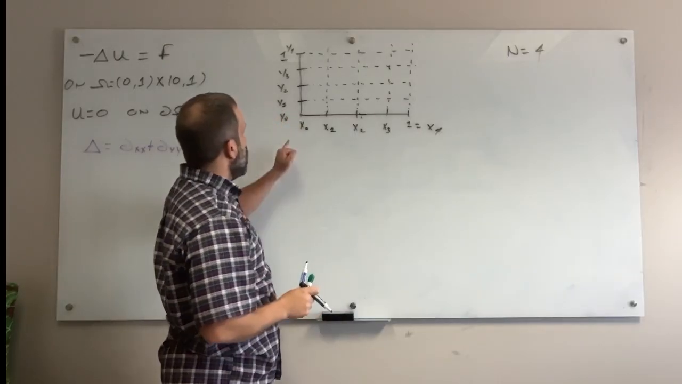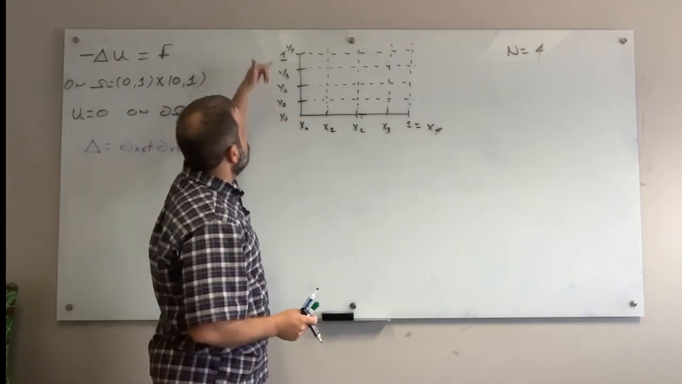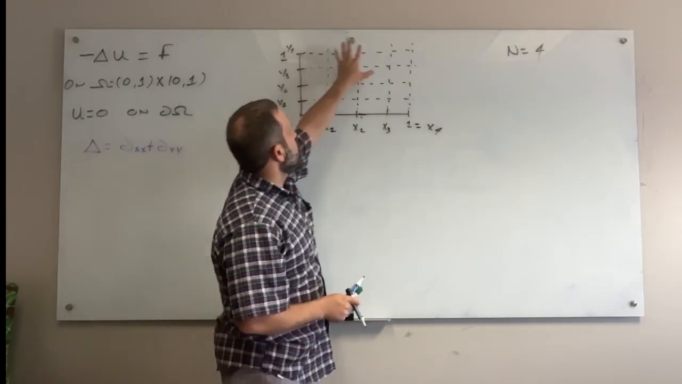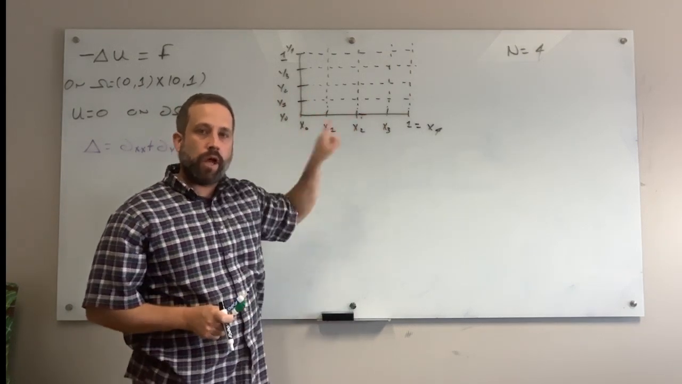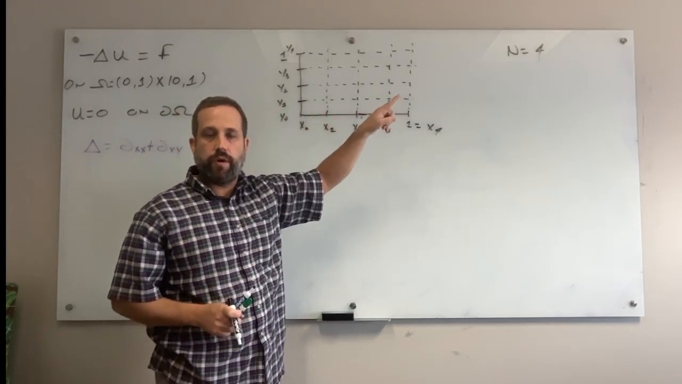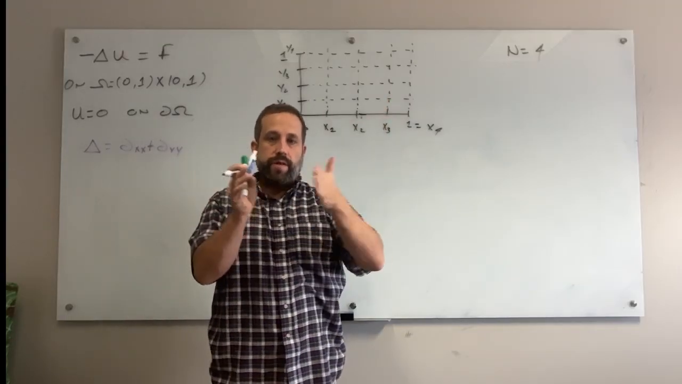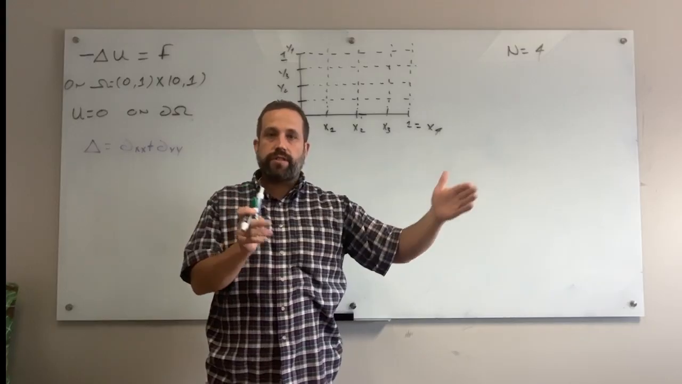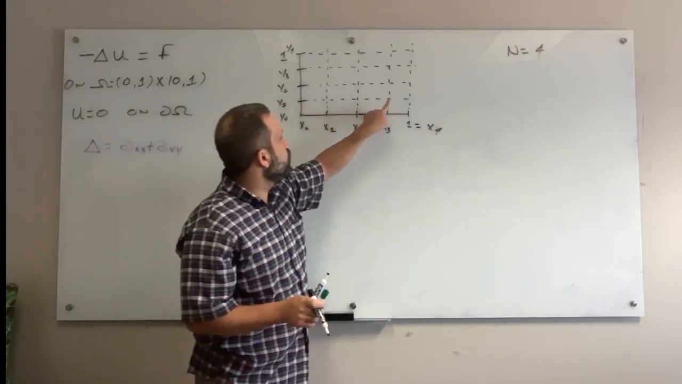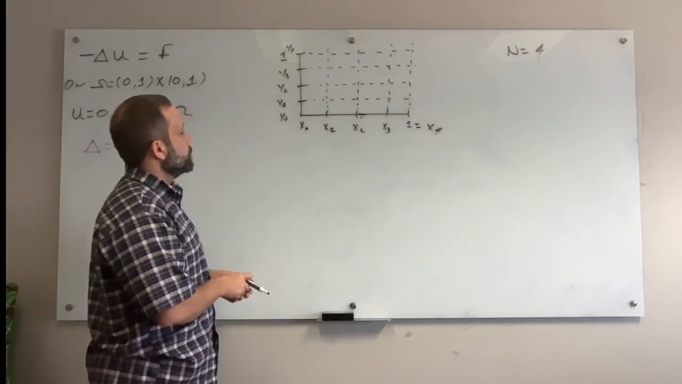Okay, so we have 5 points going this way, 5 points going this way, and so there are 25 different grid points. And so the goal is that we want to approximate u at each one of these grid points. So similar to what we were doing with just the interval, approximating u at each one of the grid points on the interval, we want to approximate u at each one of these grid points right there.